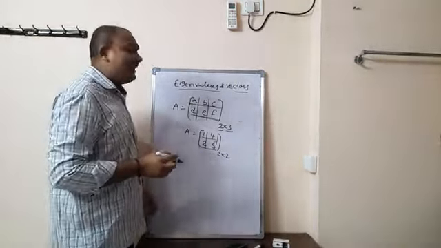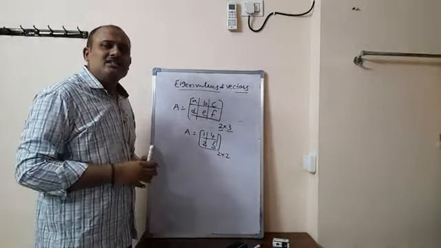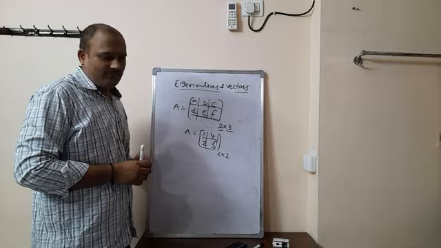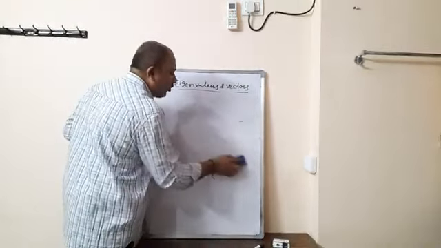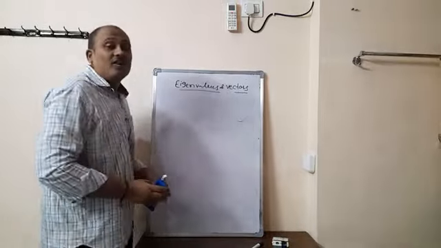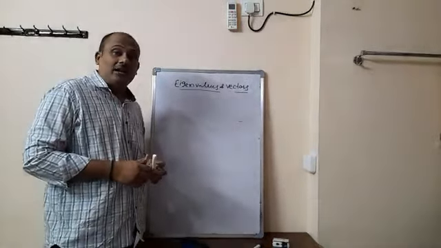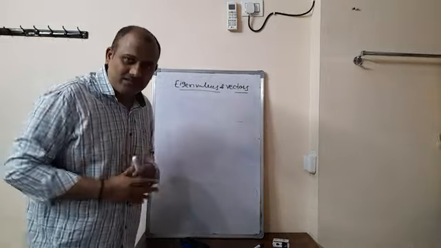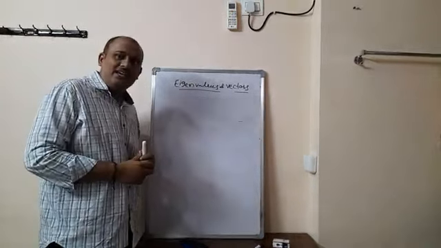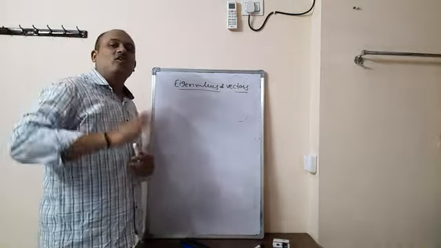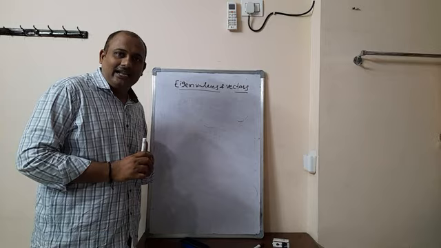The next one is the rectangular matrix. A matrix is said to be a rectangular matrix if the number of rows is not equal to the number of columns. The row size is different from the column size, and the matrix is not a square matrix. That matrix is called a rectangular matrix.